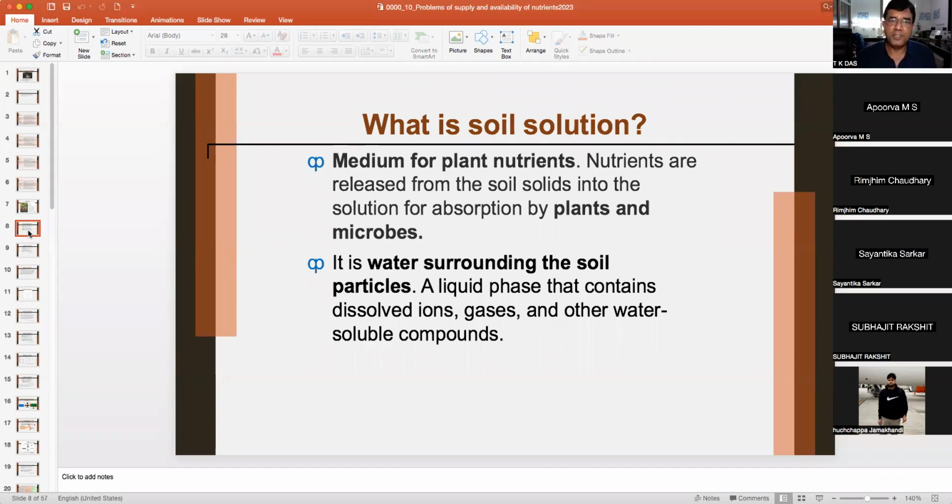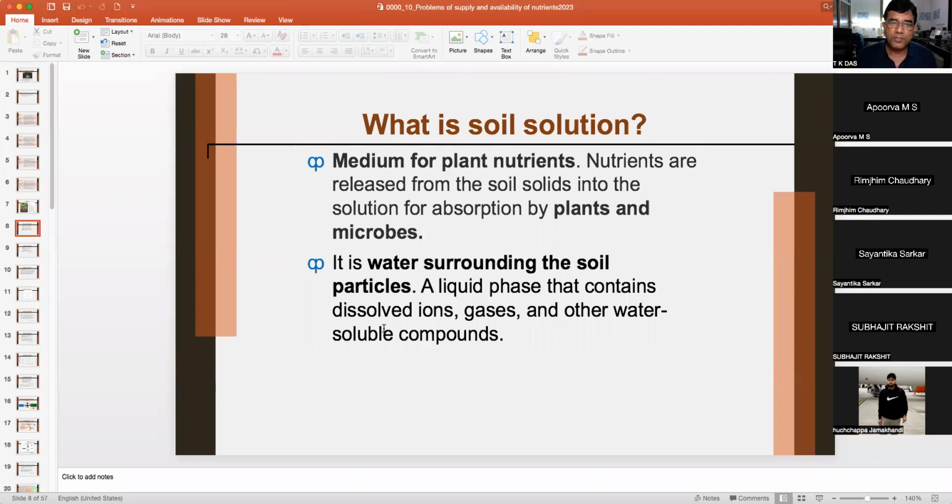So what is soil solution? It is the medium for plant nutrients, meaning plant nutrients are contained in the soil solution. Nutrients are released from the soil solids, meaning particles or clay particles, into the solution for absorption by plants and microbes. So it is not just plants which will take up nutrients from soil solution, but microbes can also take up nutrients. Of course, these microbes will not take away nutrients from the soil. They will give it back to the soil. After decomposition, those nutrients will come back to the soil solution.